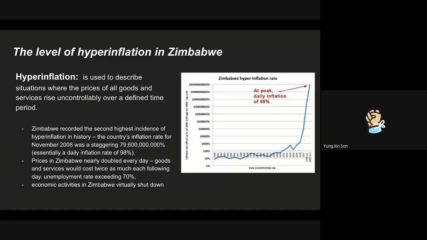The country's inflation rate for November 2008 was a staggering percentage, which is essentially a daily inflation rate of 98%. Prices in Zimbabwe nearly doubled every day, and goods and services would cost twice as much each following day. With the unemployment rate exceeding 70%, economic activity in Zimbabwe virtually shut down and turned the domestic economy into a barter economy.